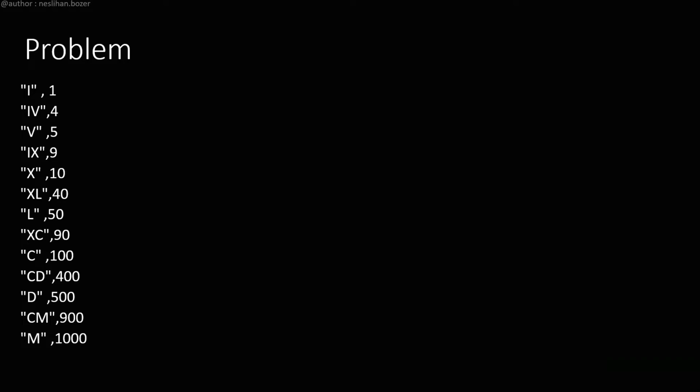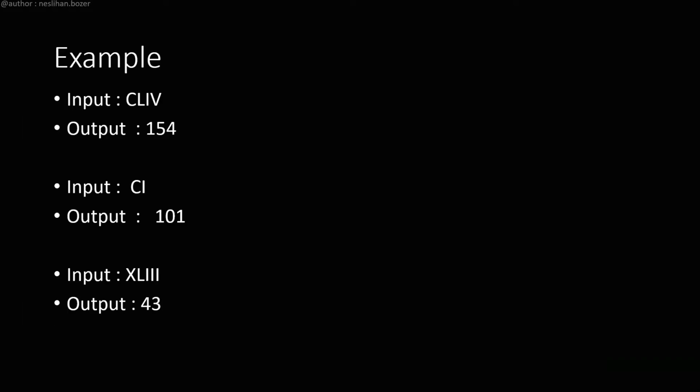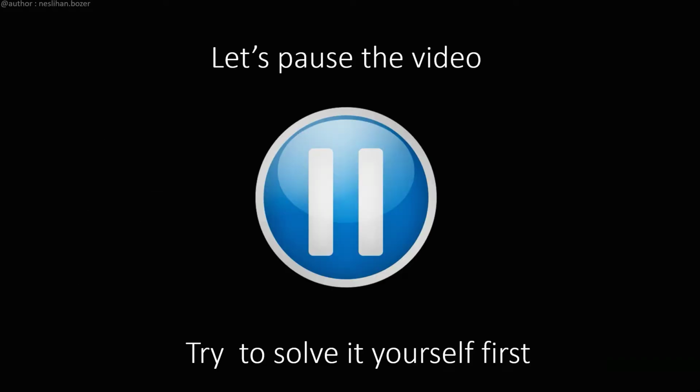We're going to add these values to a hash map in our code. And these are some valid conversions for given Roman strings. We can use them for test purposes as well. And these ones are some invalid strings. These are not valid Roman numbers, so we need to return -1 for these values. Let's pause the video for a while and try to solve it yourself first.